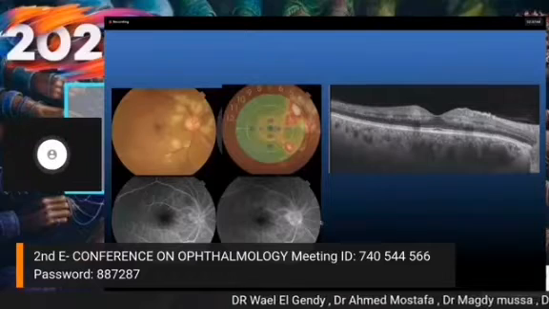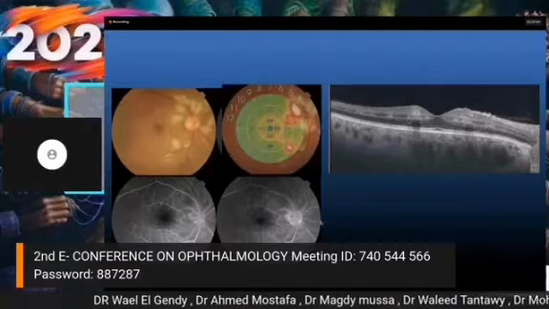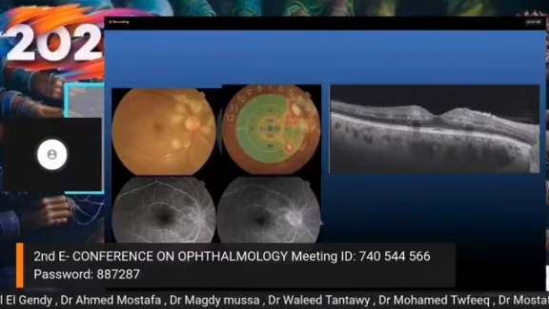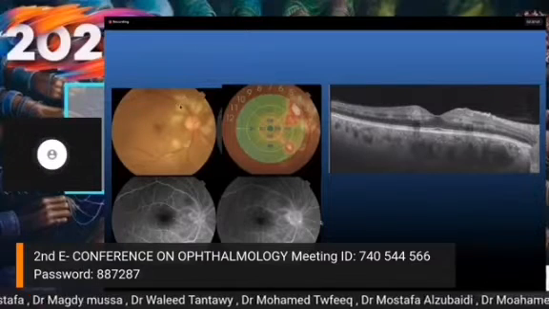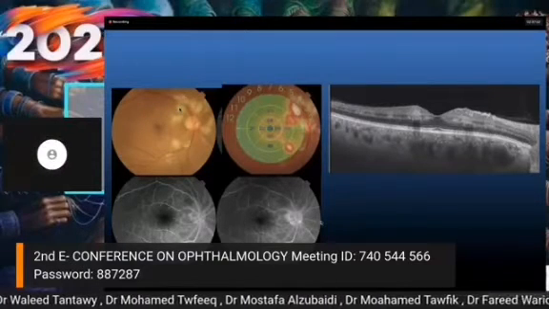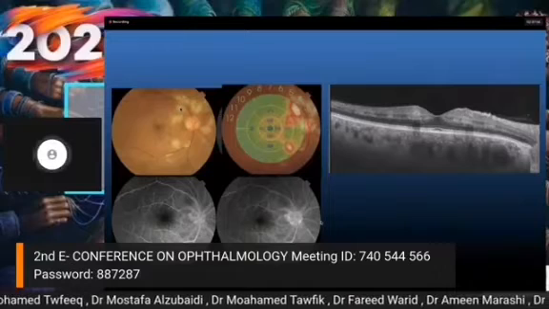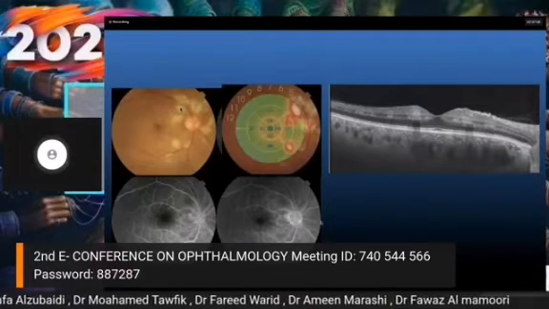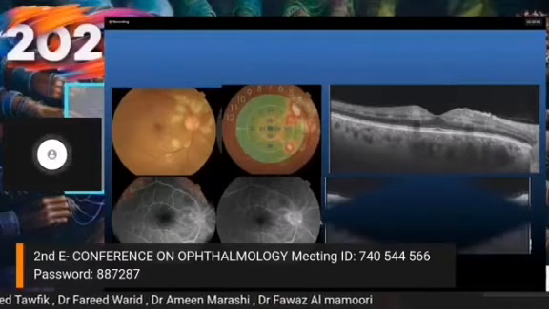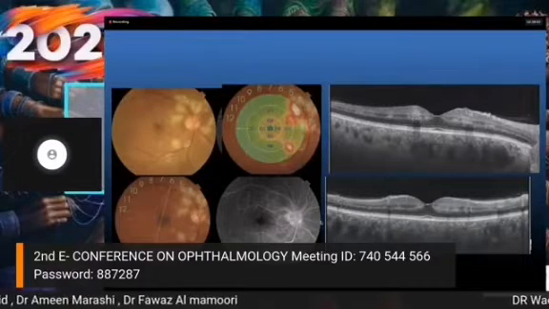So this is infarction again at the level of the deep plexus, and there is infarction at the level of the superficial plexus, which is the soft exudates or the micro occlusion of the retinal nerve fiber layer capillaries. This is another oblique line scan showing the hyperreflective bands in here.